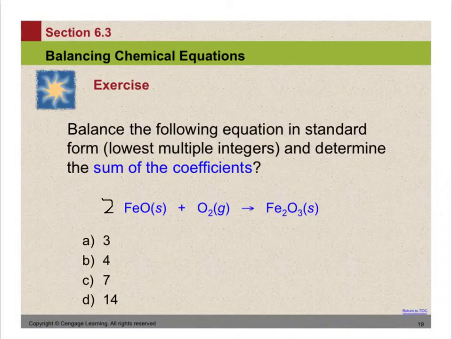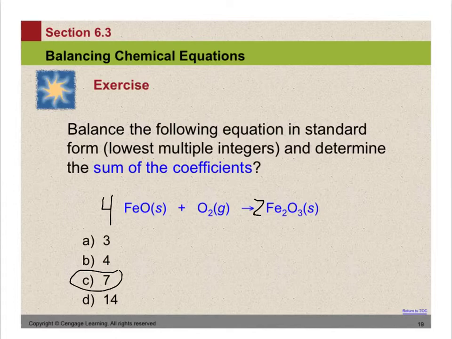Well, that's not good. So what we need to do now is figure out how we can get those to match each other. So what we can do is multiply the Fe2O3 by 2, but now we changed our irons. So let's go back and fix our iron. Now we have 4 iron and 4 iron. And now we have 4, 5, 6 oxygen and 6 oxygen. So the correct answer is 7. We have 4 plus 1 plus 2 yields 7.